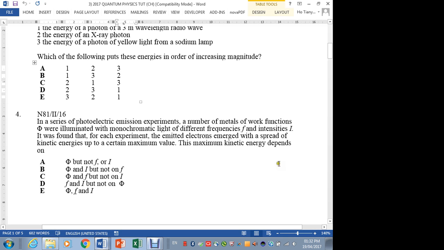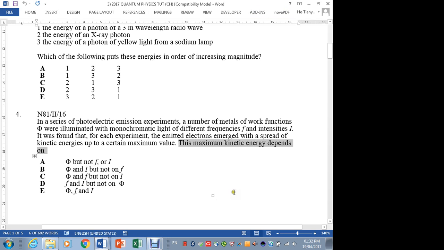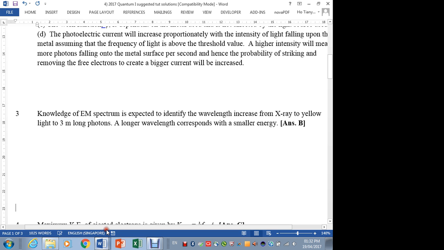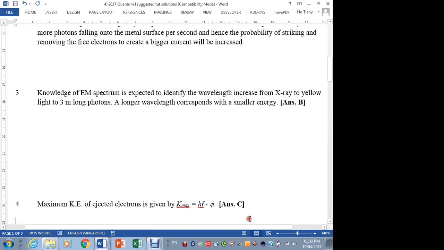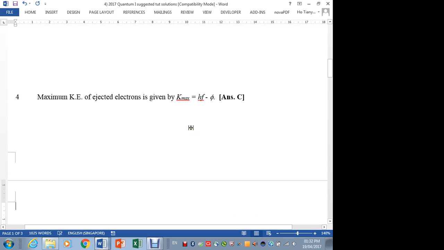Okay, time's up. So they ask you, maximum KE depends on what? The equation is obvious, it jumps out. Once you write down the equation, the answer jumps out at you. So write down the equation. What do you get? You write out the equation, you see this, and you see that none of it depends on intensity. So the answer is C. It depends only on frequency and work function. The lower the work function, the higher the KE. The higher the frequency, the higher the KE.